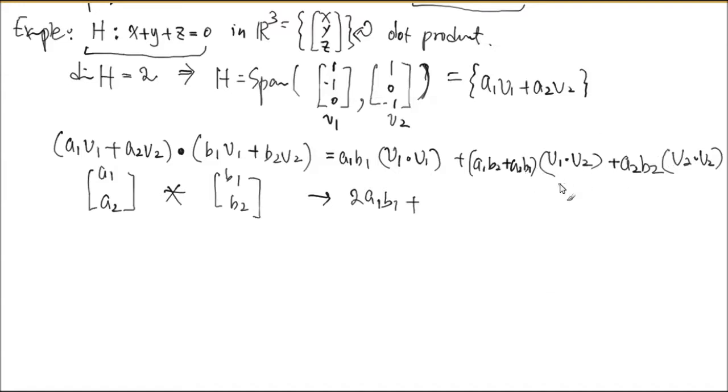v1 v2. Is that really 1? Yeah, it's 1. So a1 b2, a2 b1 is 1, right? How about v2 v2? That's 2 as well as a2 b2. So if I'm looking at a vector, if you rewrite in terms of a coordinate like this with respect to your bases, the product is like this, done quickly.